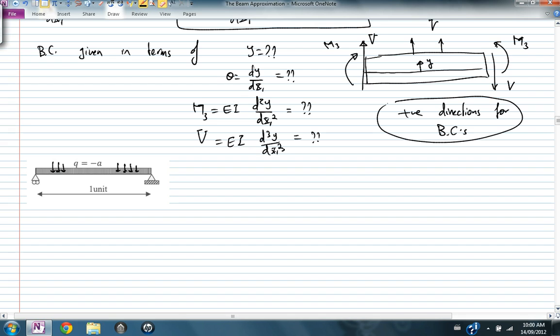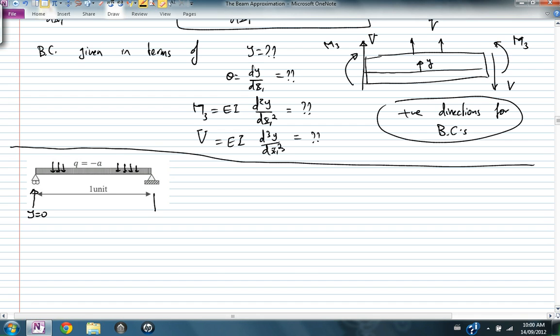Let's look at the boundary conditions for this problem. I'm looking for either y, rotation, moment, or shear. And I'm going to assume that I don't know anything about the reactions. Here, I know that the deflection is zero. And here, the deflection is zero.